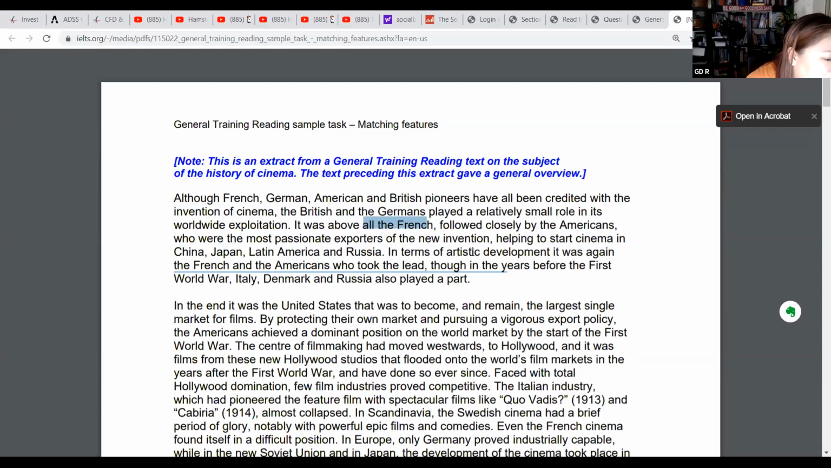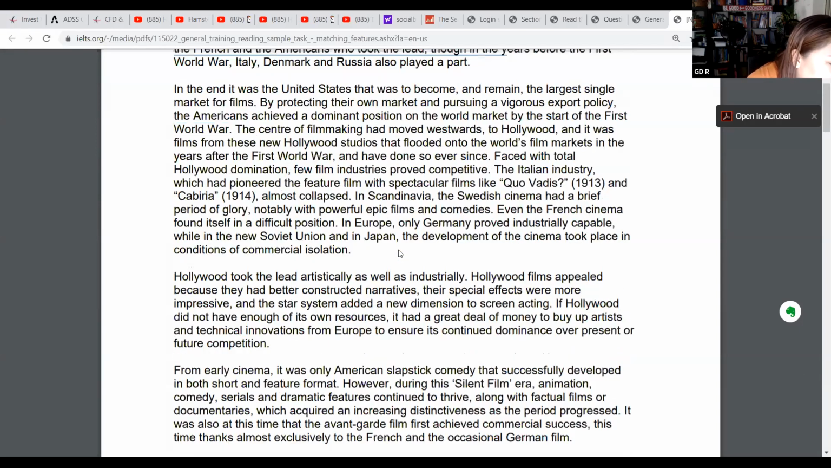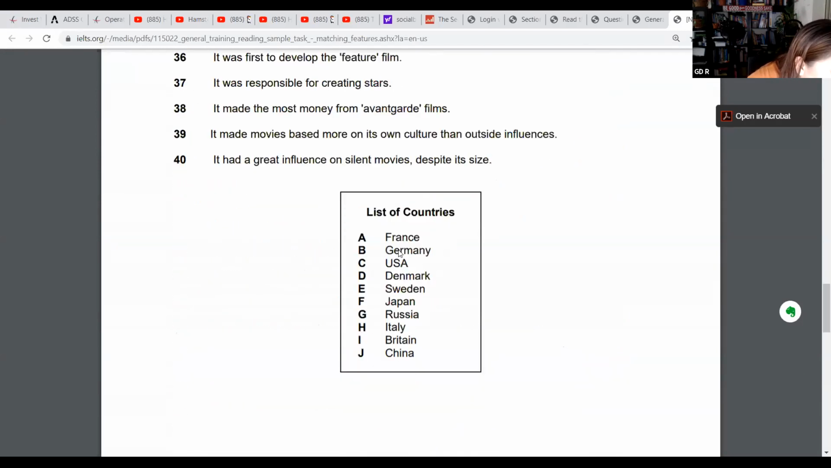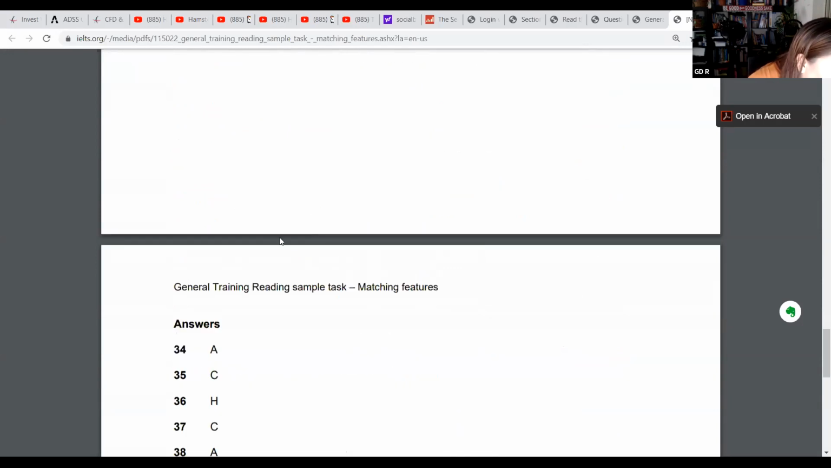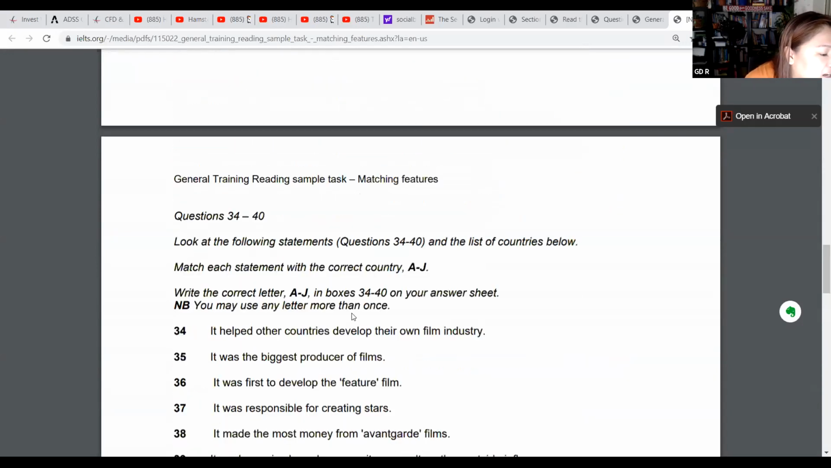Again, in terms of artistic development, it was France, right? So let's say, what's the answer? France, so letter A. Let's see if we're correct. Oh yeah, we're correct, letter A. So again, biggest producer of films.